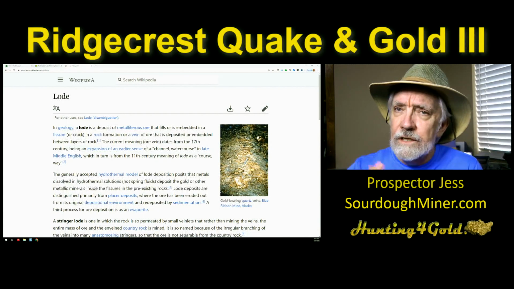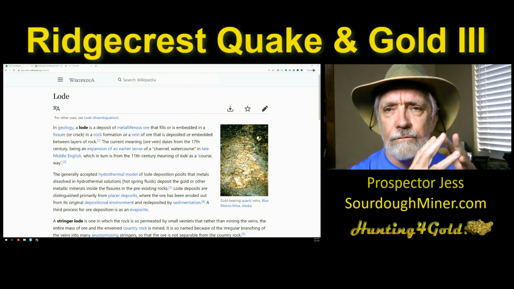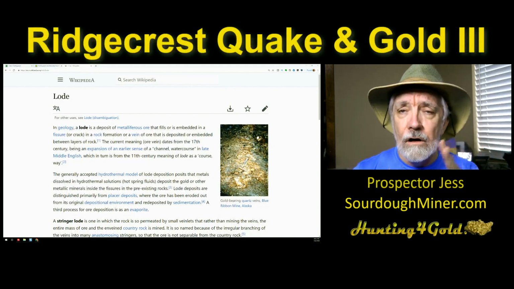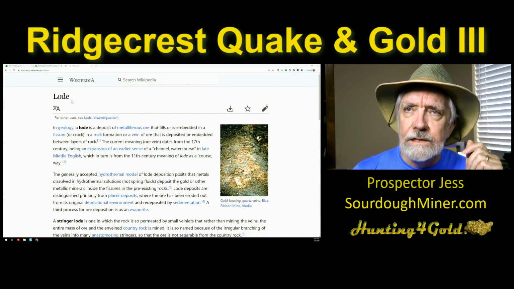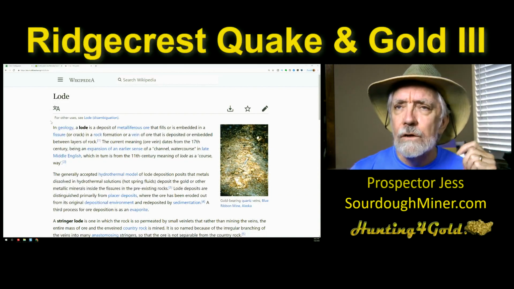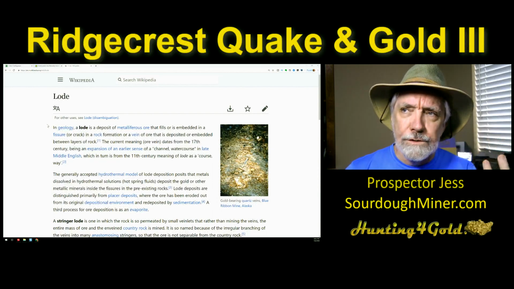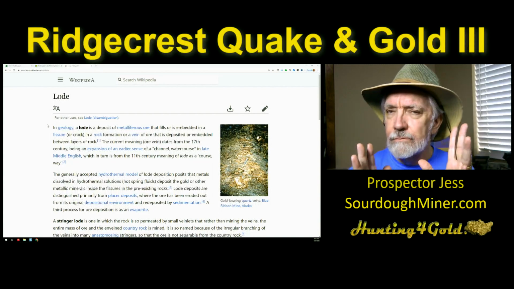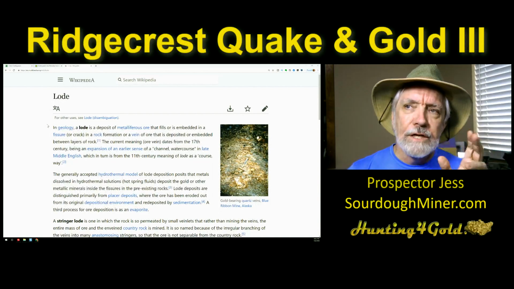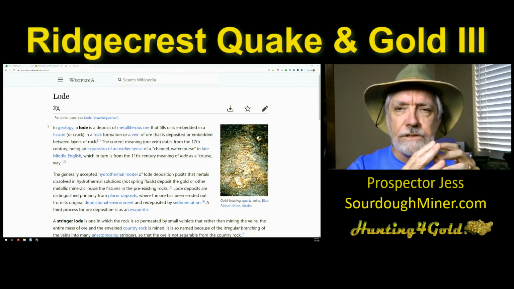One of the things we talked about earlier was how does this connect to gold and how does it connect to the formation of gold? Well, let's start off with two things we've talked about. Right in here you can see in geology, this is lode from Wikipedia. Okay, so define lode. In geology, a lode is a deposit of metalliferous ores that fills or is embedded in a fissure or crack. Now you begin to get the picture about earthquakes.